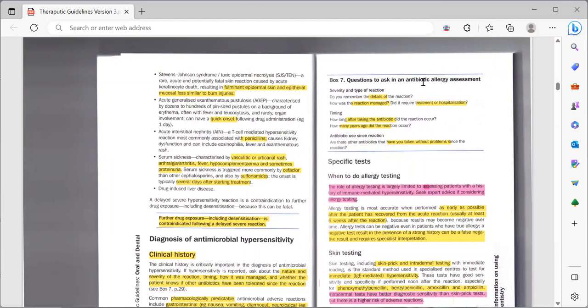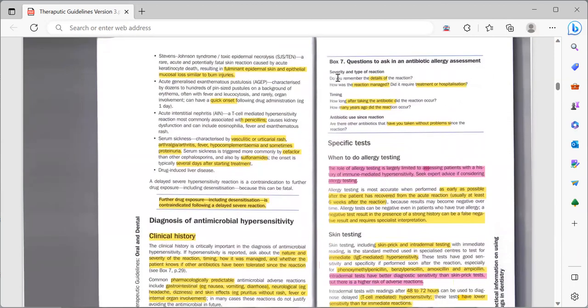How would you do the antibiotic allergy assessment? First of all, you need to ask them what was the severity and the type of reaction. You can ask by asking these questions like, do you remember the details of the reaction, or how was the reaction managed? Did it require treatment or hospitalization? For the timing, you can ask, how long after taking the antibiotic did the reaction occur? Here you are trying to understand, was it an immediate one or a delayed one?